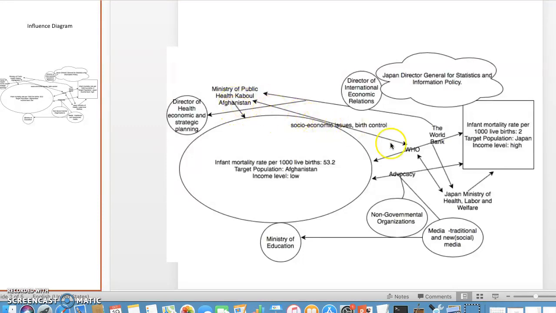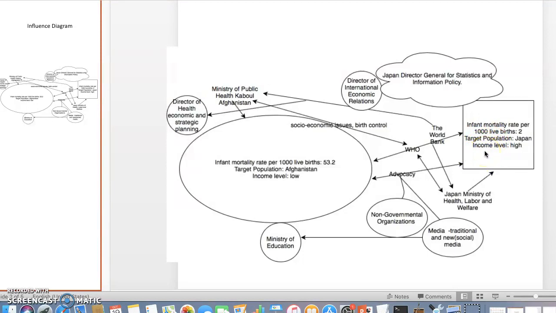The relationship is both ways, going to the Public Health Department or the Department of Ministry of Health of Afghanistan, and then the WHO. WHO helps with socioeconomic issues, education, birth control, and means and ways to help reduce the mortality rates. We look over here to Japan. We have all the good things that is going on over there, whatever they've done to help reduce mortality rates to 2. The Director of International Economic Relations is in Japan, Director General for Statistics and Information Policy, that helps to get some of these data. And the Ministry of Health, Labor and Welfare, there's also the WHO and World Bank having a relationship with Japan.